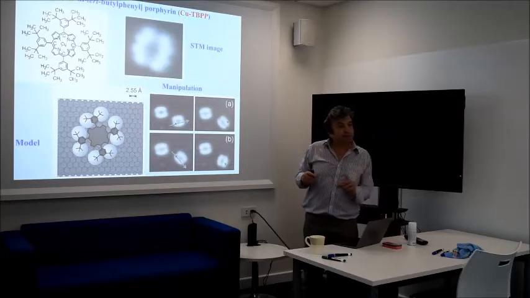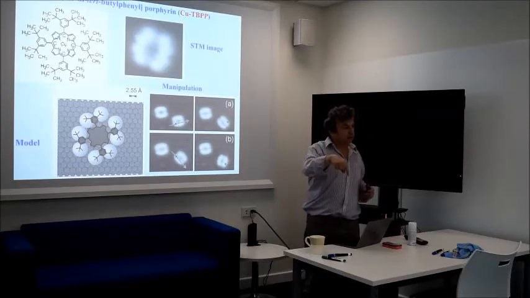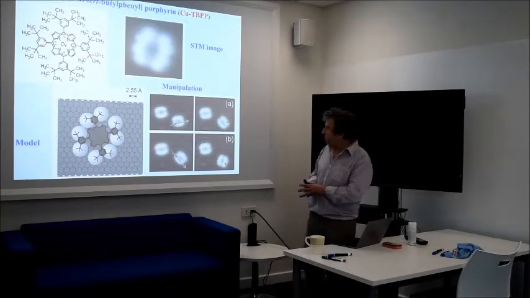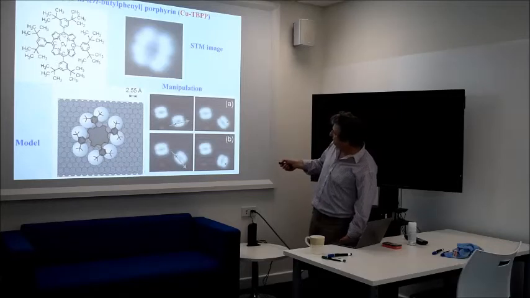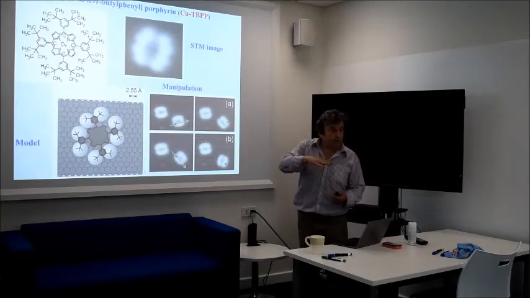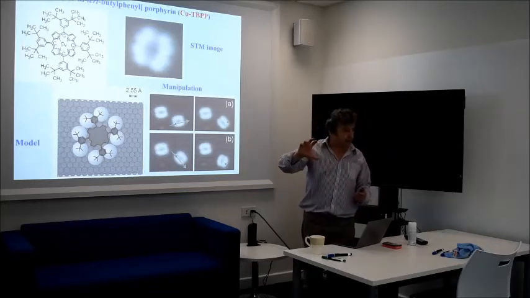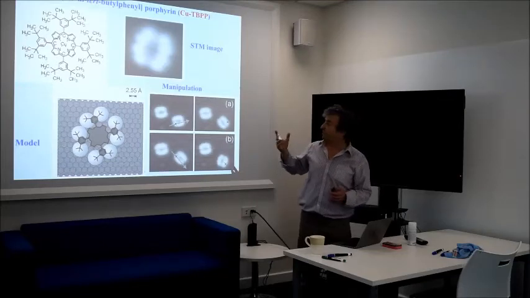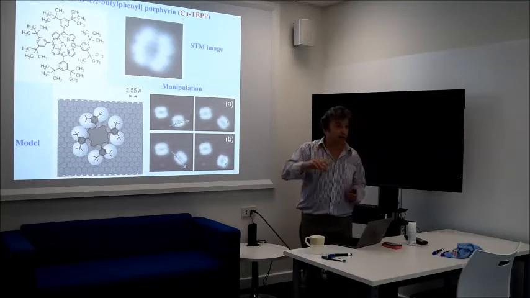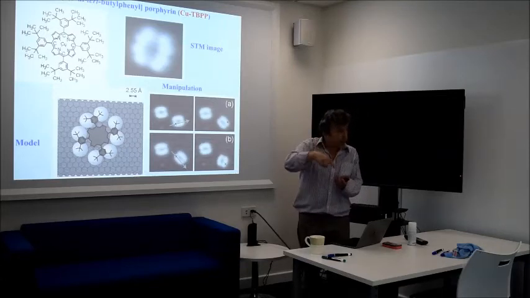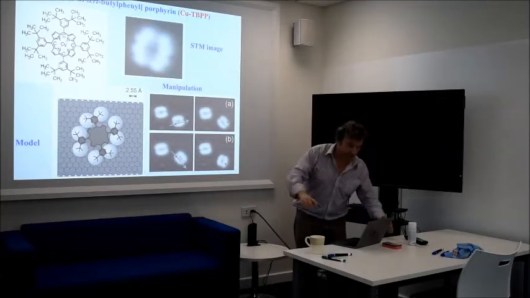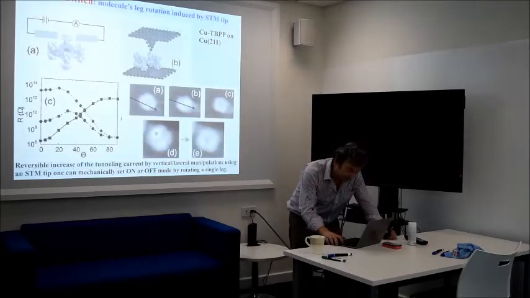But here, the manipulation was made not by mechanical movement, but by driving a very high current through a certain position of the tip. So the tip stood here, and normally, when you image, you apply a very small bias, maybe half a volt, maybe one volt. Here you apply a bias, I can't remember exactly the number, but much higher. Or you come much closer, so the current will be much higher. And when you perturb the system like that, you see that something changes. The molecule rotates. That's another example.